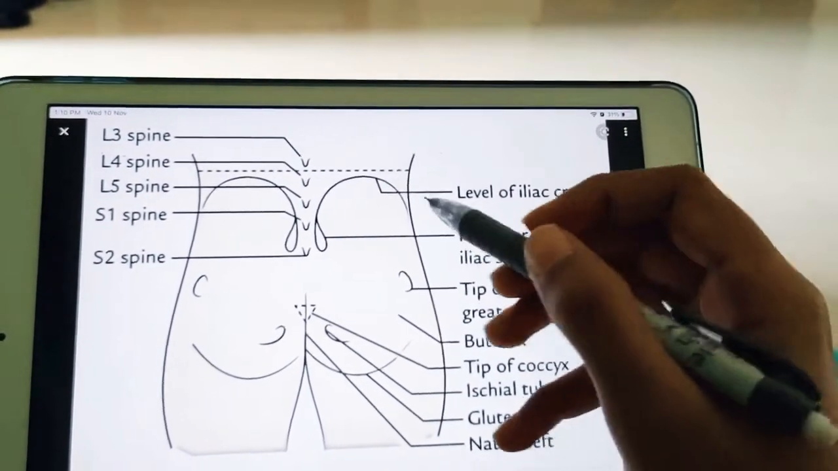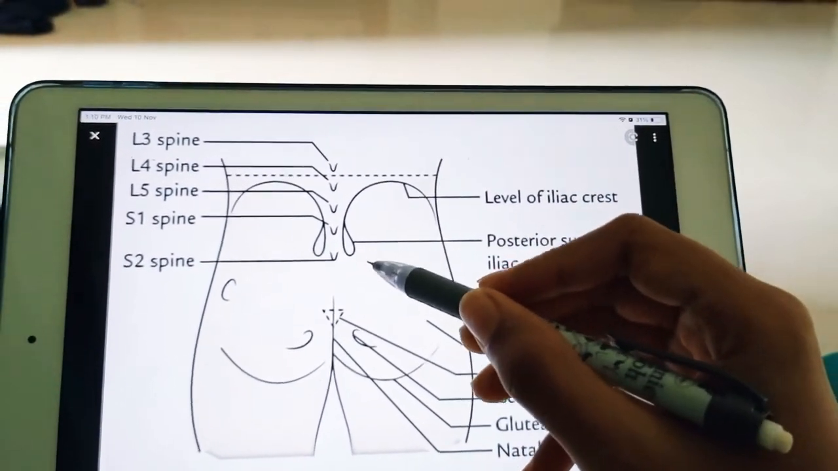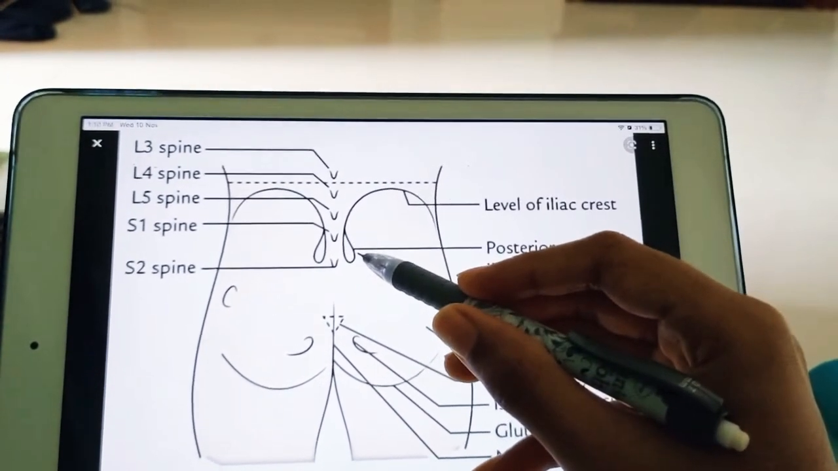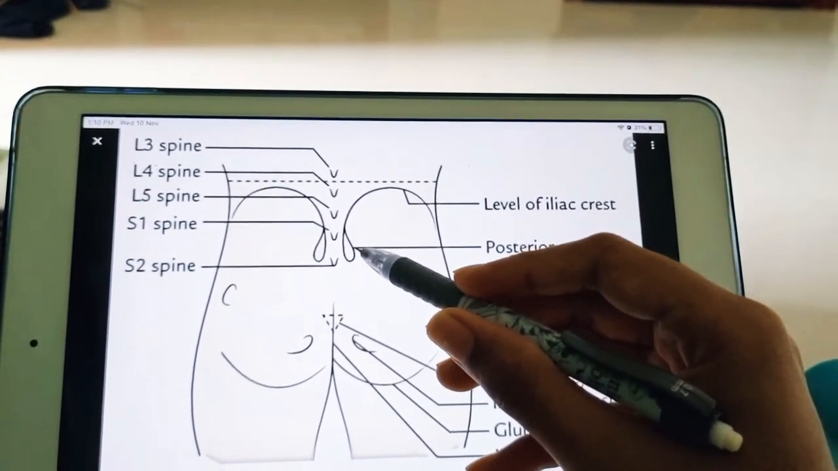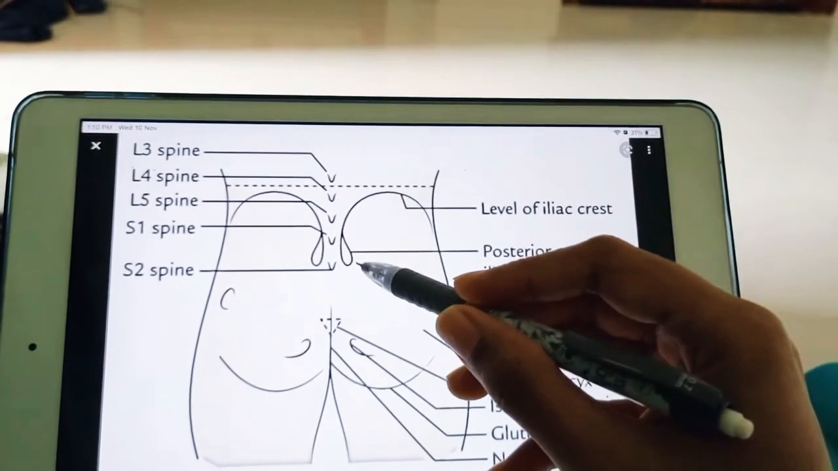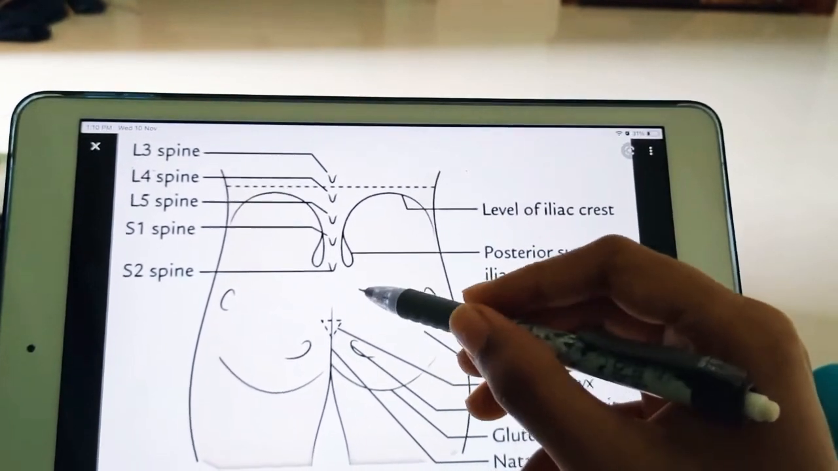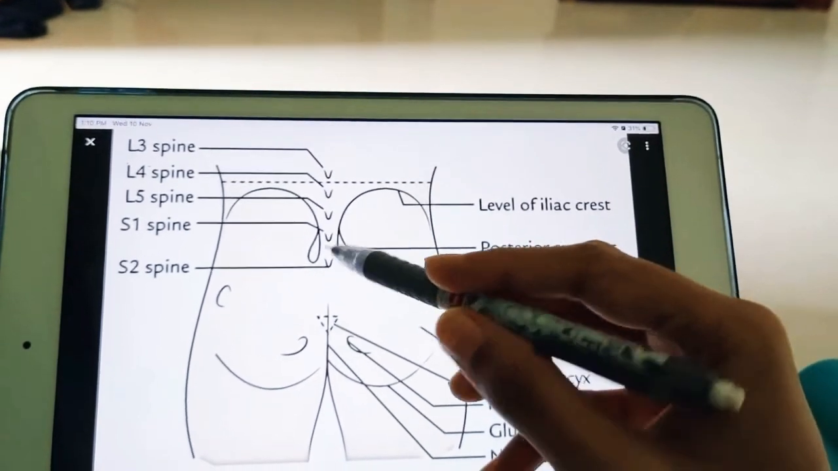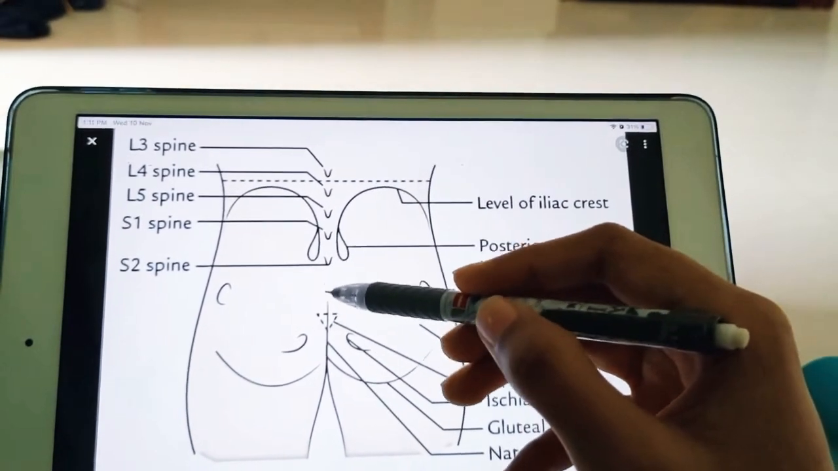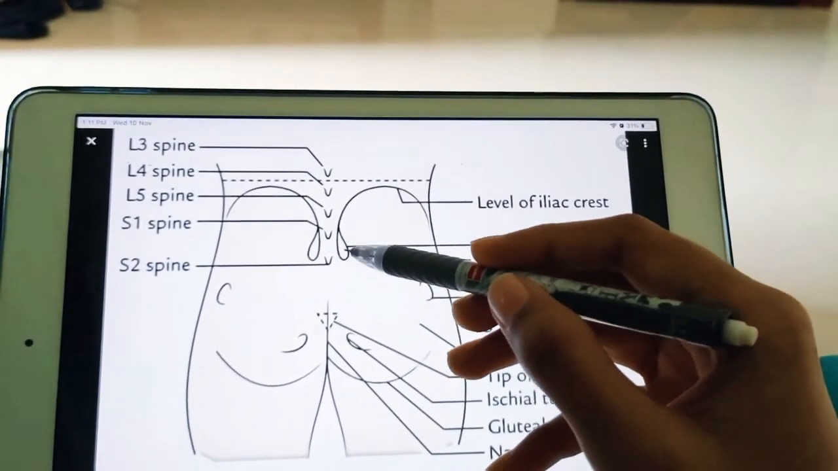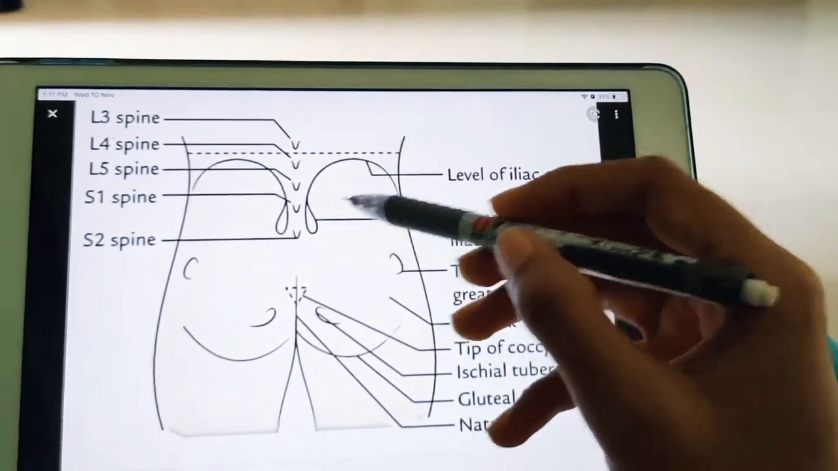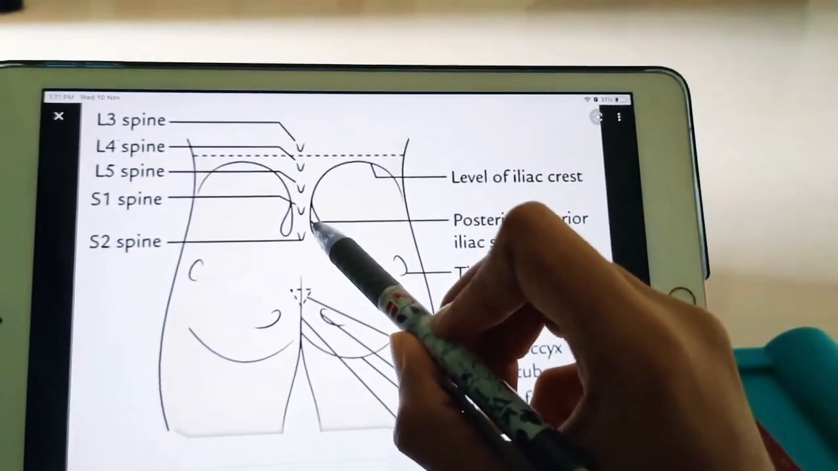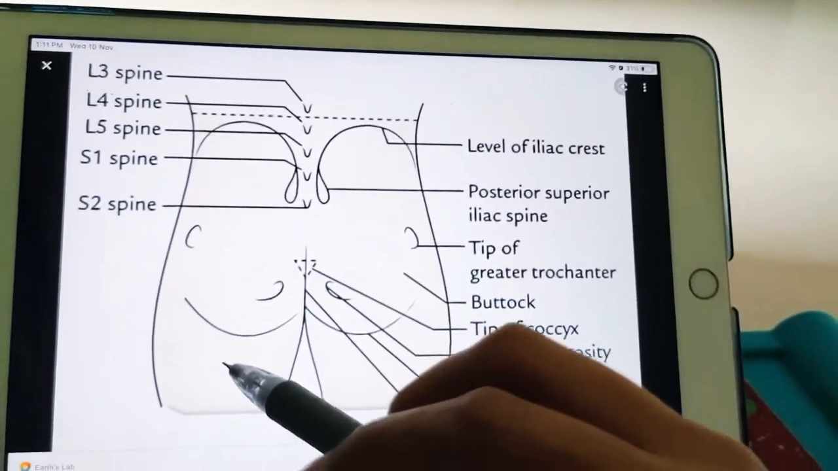Okay, so the posterior end of the iliac crest is known as the posterior superior iliac spine, and it lies in the floor of the dimple about 5 centimeters from the medial plane, at the level of the second sacral spine, opposite the middle of the sacroiliac line. This is the sacroiliac line, so in the middle of it you will find the posterior superior iliac spine, right?